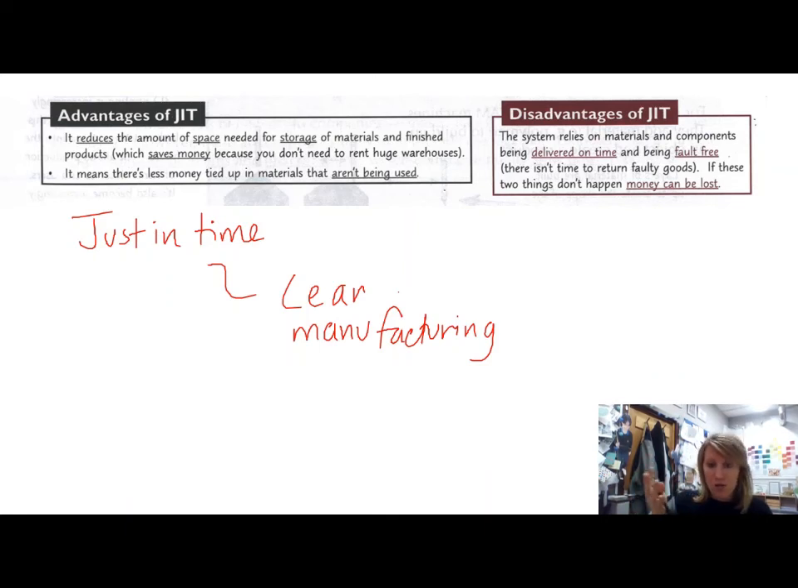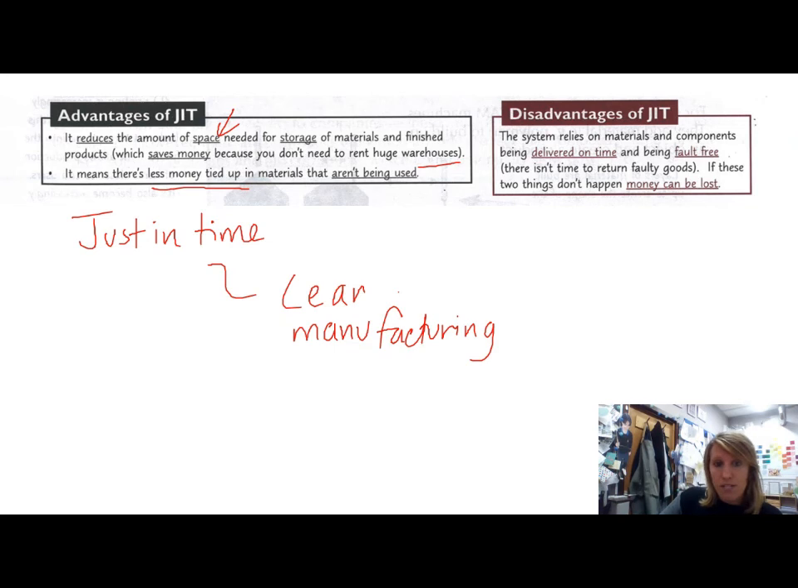So lean manufacturing kind of has a similar kind of viewpoint with just-in-time. They're quite often used together. So just really quickly, some advantages of just-in-time. It reduces the amount of space needed for storage. You don't need massive warehouses. It means that you have less money tied up, meaning that you've got more money to spend in other parts of the business and invest in other parts of the business.